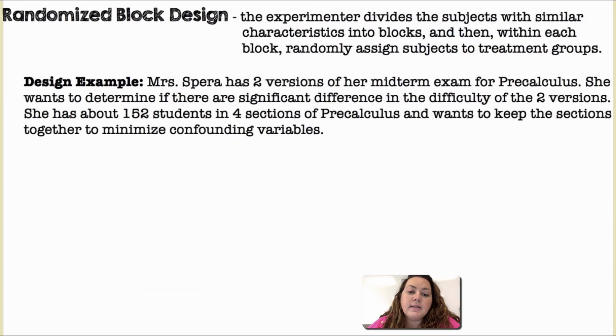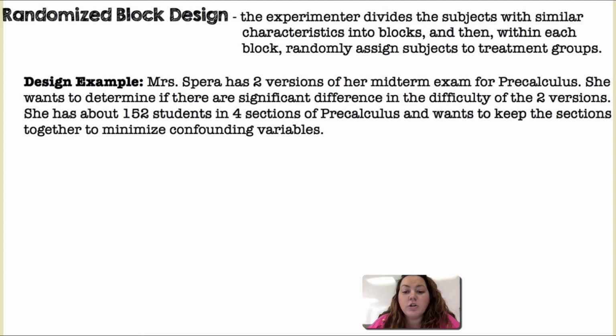A randomized block design: the experimenter divides the subjects with similar characteristics into blocks, and then within each block randomly assigns subjects to treatment groups. Okay, so this is similar to a stratified random sample, but that's for random sampling, and this is for experiments. So they're kind of similar where you have these different groups. All right, so in a randomized block design, we want to do this example.